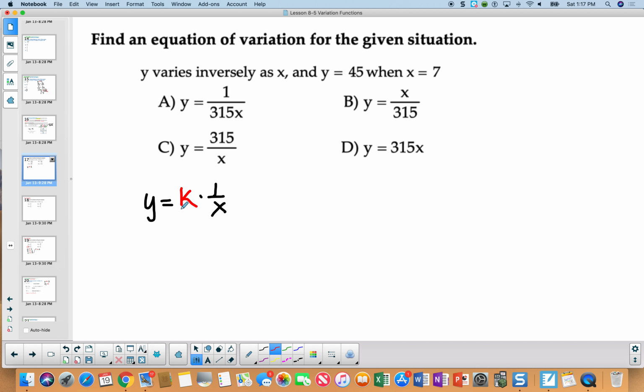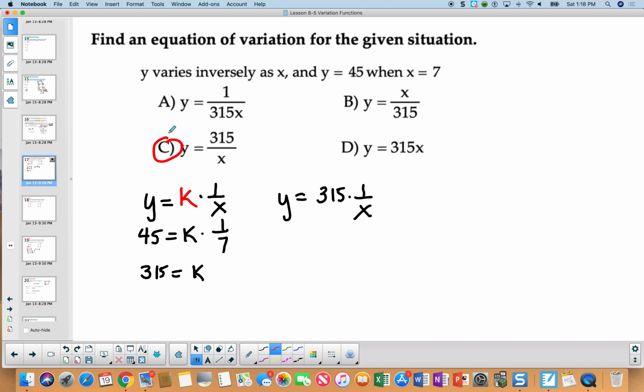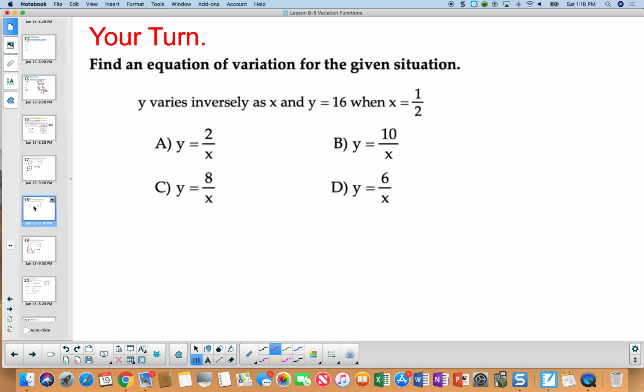All right, let's take a look at this. y varies inversely to x. So this is that reciprocal function. They're asking us to find the form or the equation that has this as its points. So what I want to do is put 45 in for y, and 7 in for x, multiply both sides by 7, and that'll be 315. So now y is equal to 315 times 1 over x. And so that looks like this answer right here. Your turn.